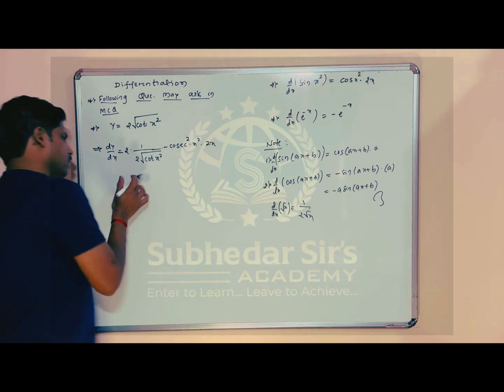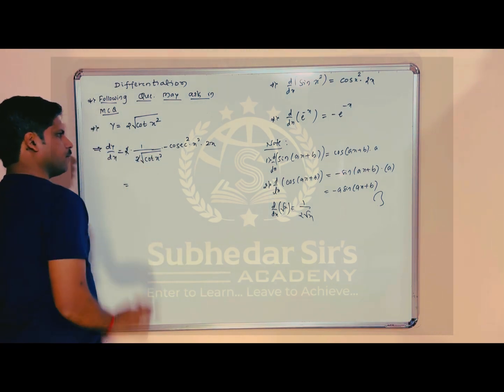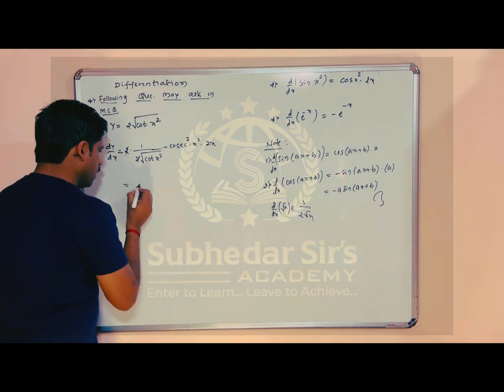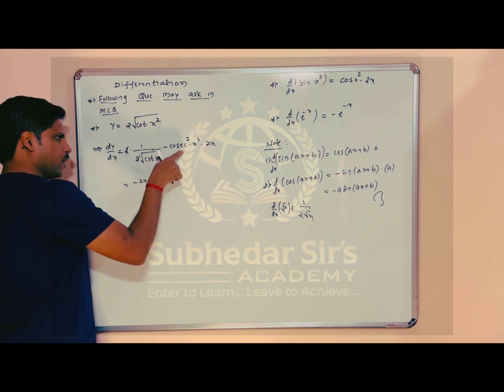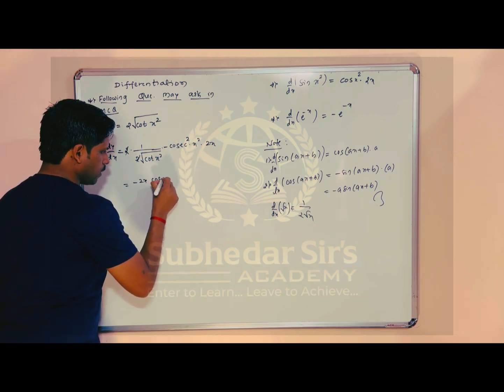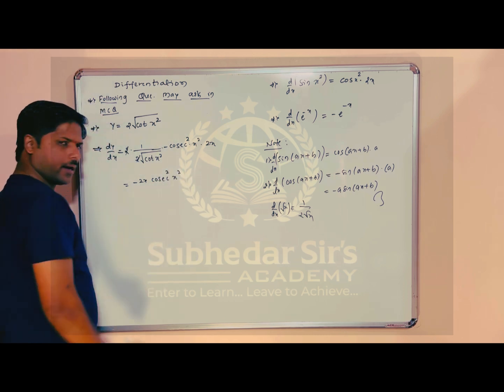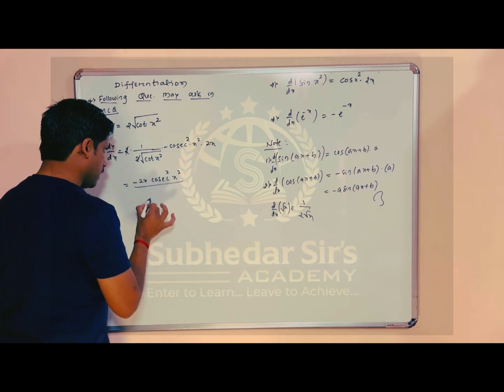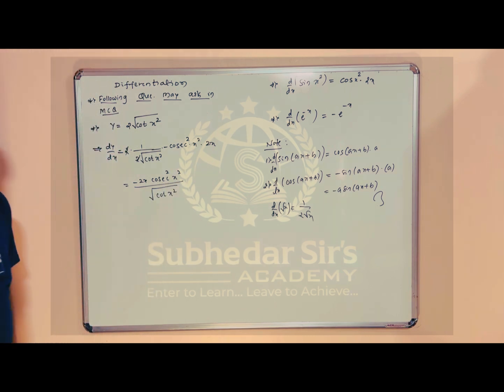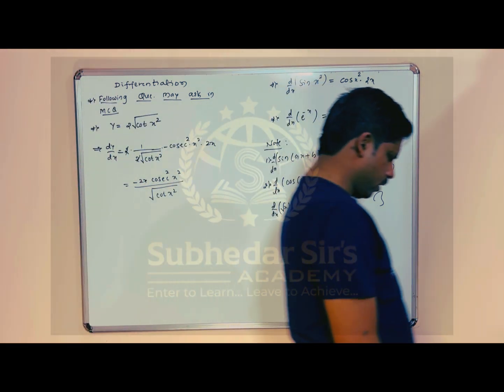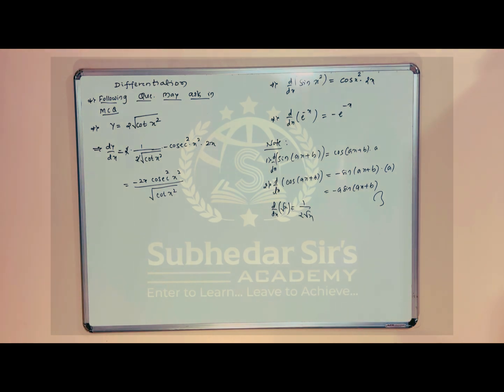2x, so here the 2 gets cancelled. Now we remain with minus 2x into cos x square divided by square root of cot x square, which is the solution for the given differential function.